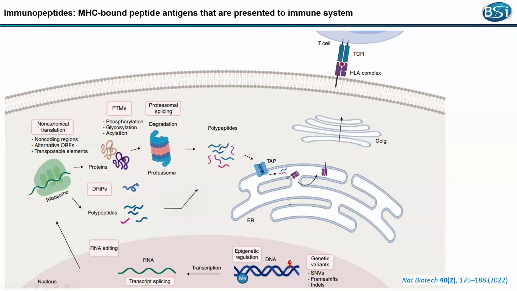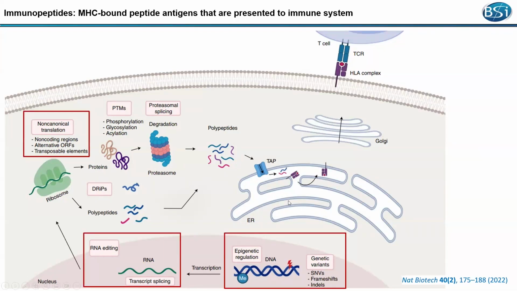Endogenous antigens can arise from various alterations, including changes in genomics, epigenomics, alternative splicing, or translation of non-canonical regions. So why are we interested in immunopeptidomes? These endogenous antigens can serve as potential targets for cancer immunotherapy, offering a way to use the immune system to recognize and eliminate the tumor cells.